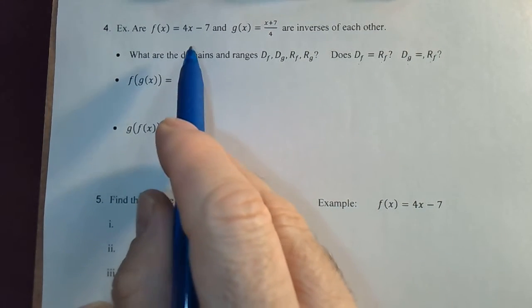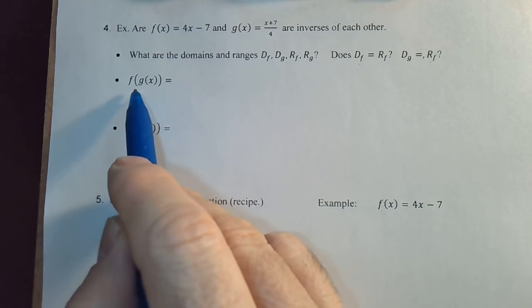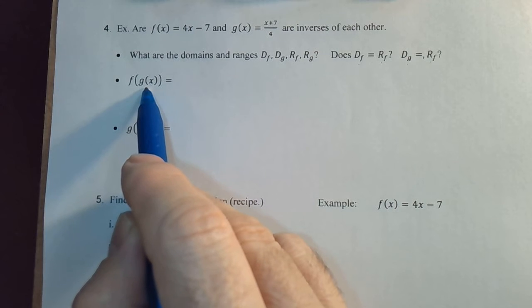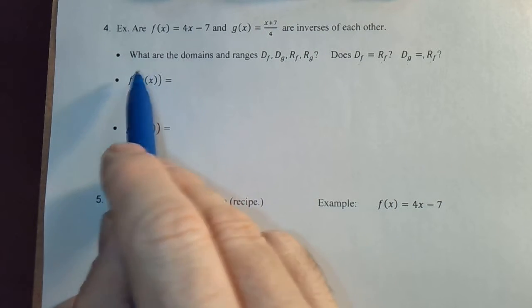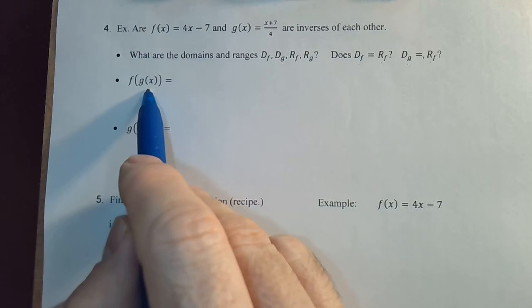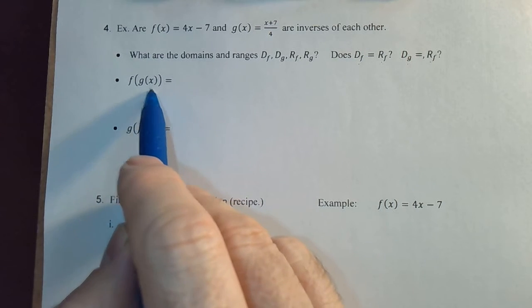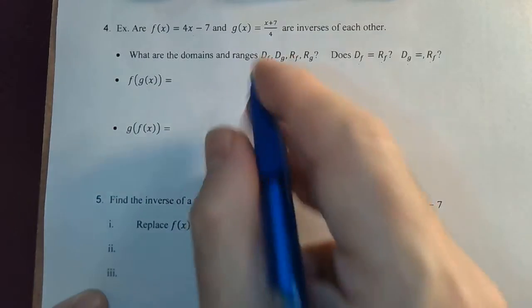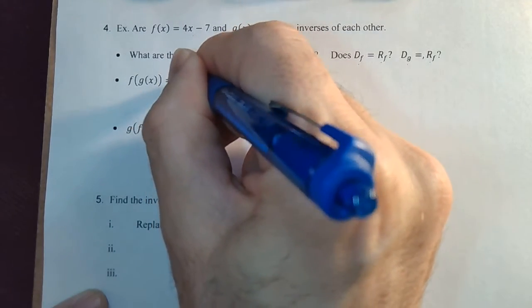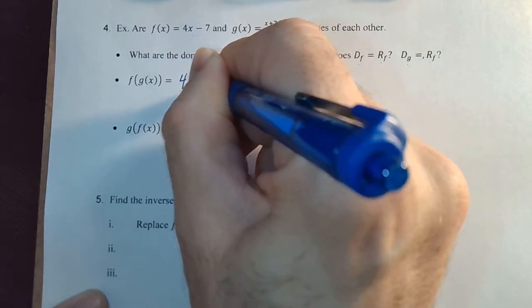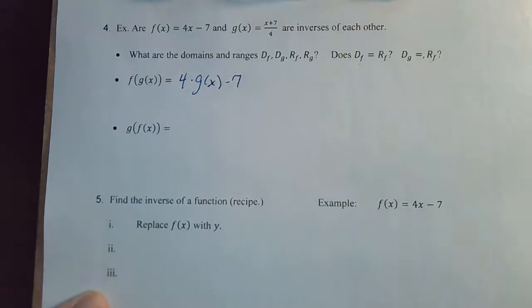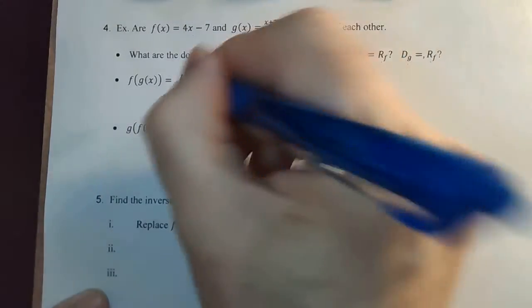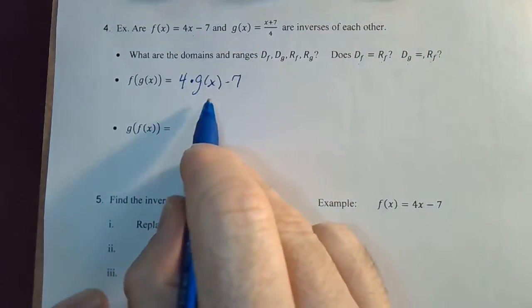Well, let's determine this now. f of g of x. The function f is here. I'm going to evaluate it at g of x instead of x. So I'm replacing the x with g of x. So this would be 4 times g of x minus 7.